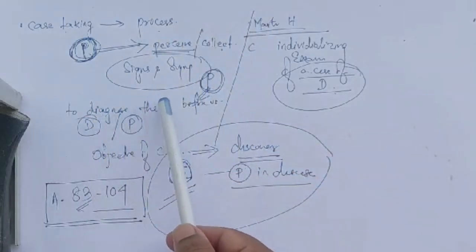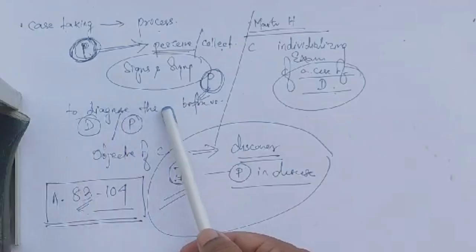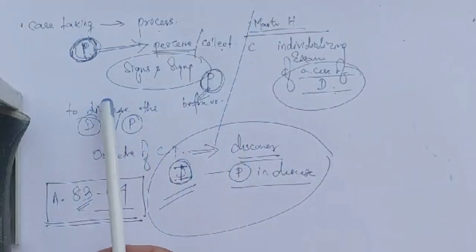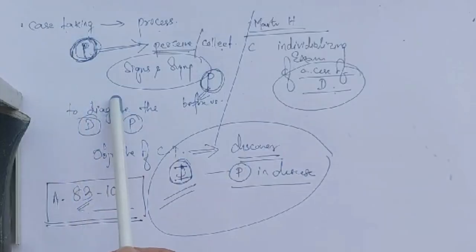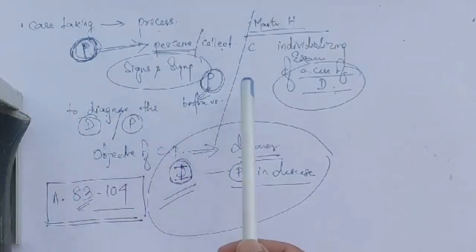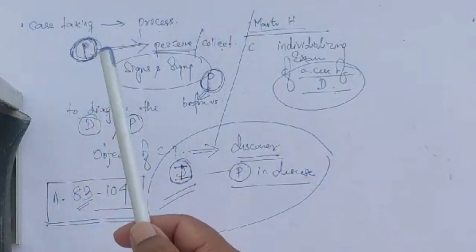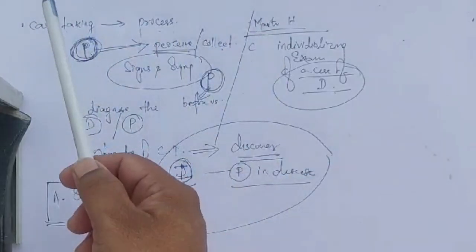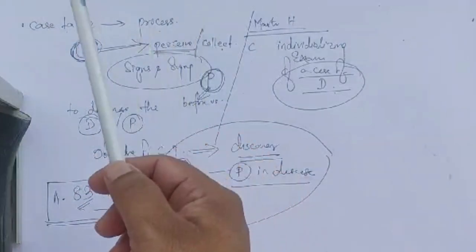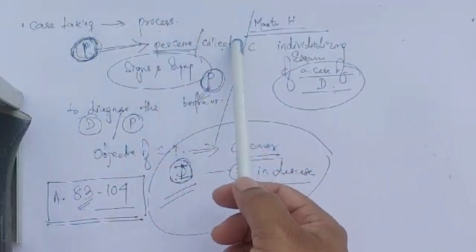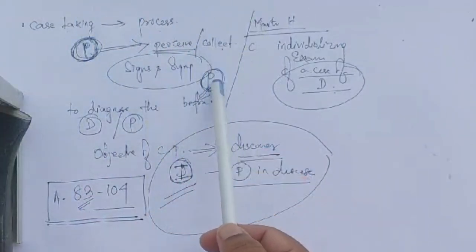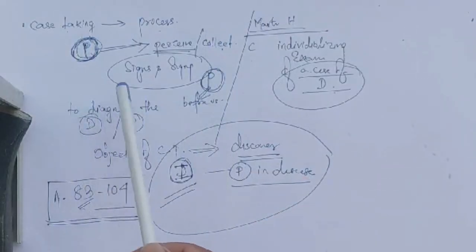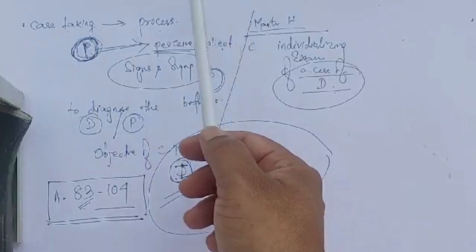Why? To diagnose the disease and to diagnose the patient. What we are going to do? We are diagnosing the disease and diagnosing the patient as a whole. So what is case taking? When this comes as a definition, we have to say in this format: case taking is a process by which the physician is able to perceive or collect the signs and symptoms of the patient who is in front of us or before us, to diagnose the disease and the patient as a whole.